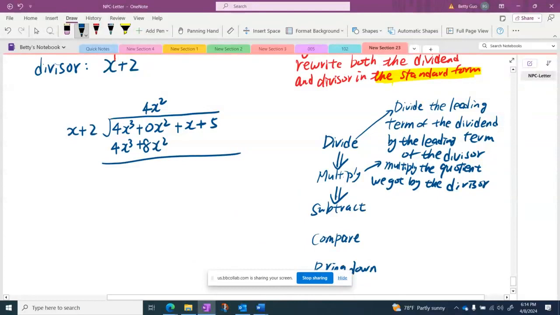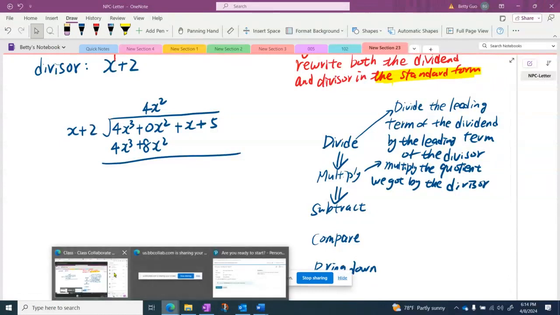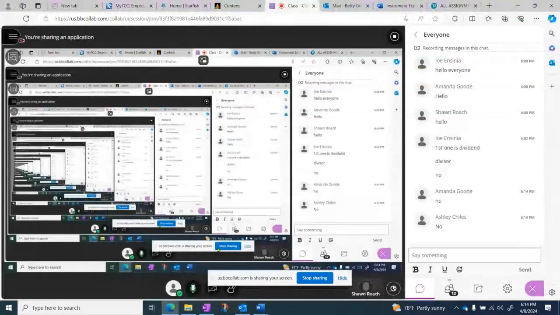Any questions, guys? It is intuitive because it's very similar to dividing numbers. You know, it's very similar to that process. It's just that the dividend and divisor are not numbers anymore, they are polynomials. Let's see. Okay, no questions? Awesome. So let's continue.